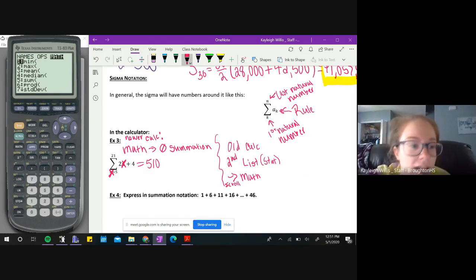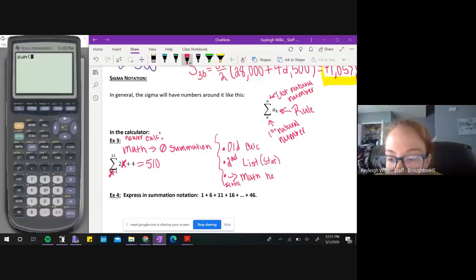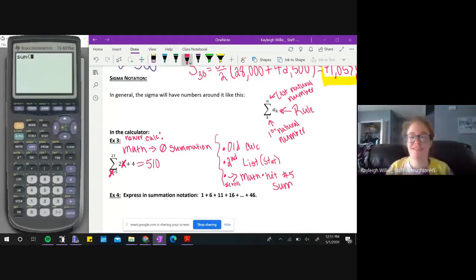And I'm going to hit the 1-5. Sum. So I'm going to hit 5 math and then hit number 5 sum. It's really hard to write these directions here. No. Hit number 5. Now, unfortunately, that's not all we have to do.